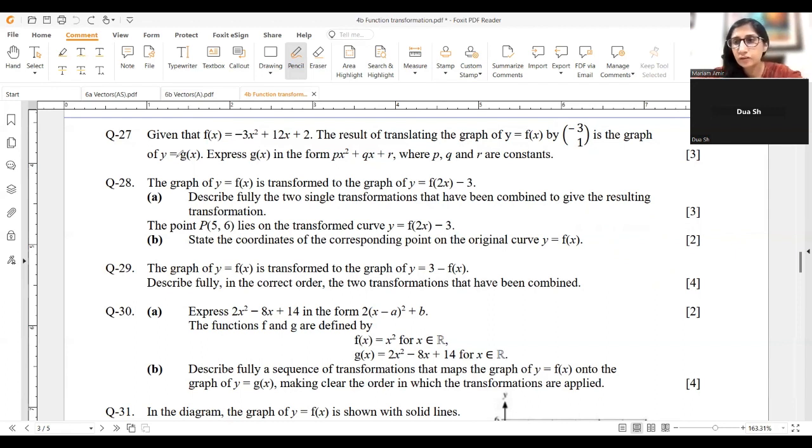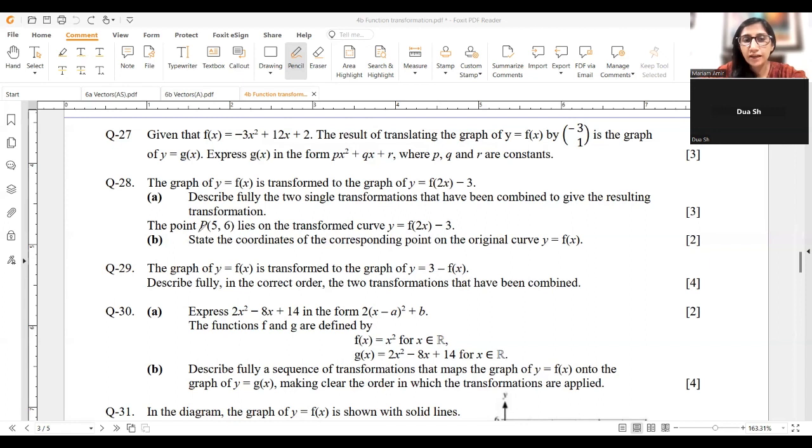So if f(x) changes into f(2x), then what is the transformation taking place? It's a stretch parallel to the x-axis with a scale factor of half. Yes, very good. Followed by, what's happening here? Translation by (0, minus 3), because minus 3 means the graph is going 3 units down. Okay, good.